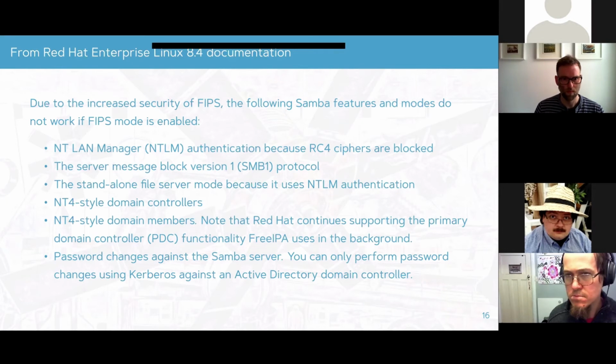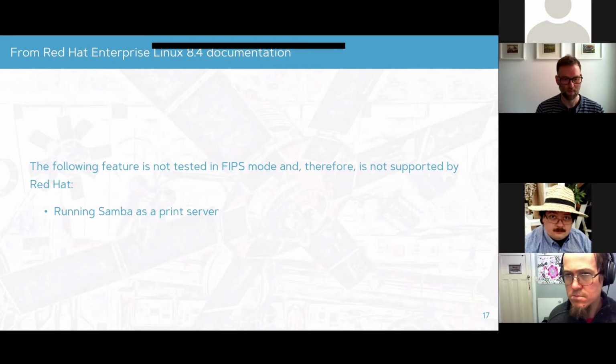And the NT style domain members do not really have Kerberos by definition. You can only do the Kerberos based thing. So it really blends what it means to run it. It's probably hybrid rather than NT4 style, not NT4 style anymore. And the final thing that we found out is that we didn't really test running Samba as a print server in FIPS mode. Technically, this should work for Kerberos authentication, but not for anything else, obviously.